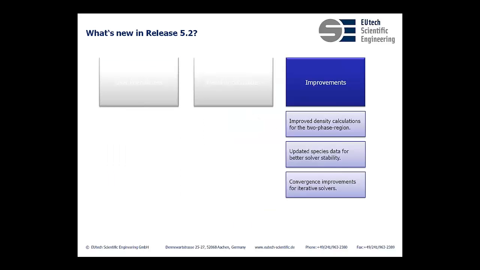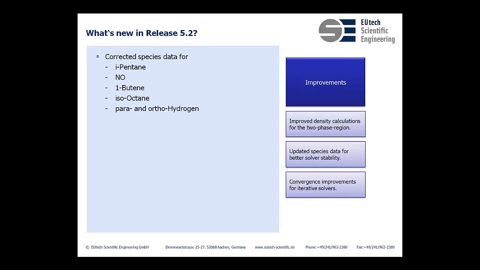Now we reach the last group of improvements in this new release. These are general improvements that we did. I'm going to go basically over the list of changes that we made. So first of all, we corrected species data for the following media: isopentane, nitrogen oxide, butane and isooctane, and para and orthohydrogen. These updated species data lead to better solver stability and better conversions in the Thermolib models.